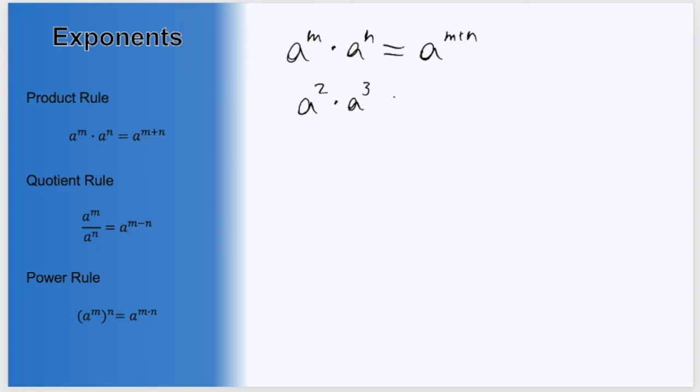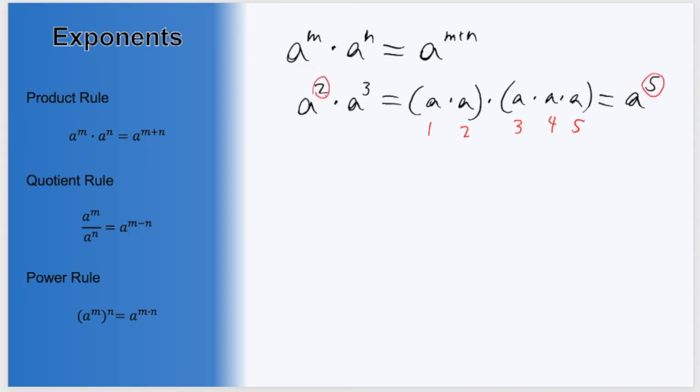Well, if we took what we know about exponents and just wrote them out, a squared gives us a times a, and a cubed, a times a times a. Counting up all these a's that are multiplying together, we get 1, 2, 3, 4, 5. So this is just 5 a's multiplied together, which is just a to the fifth power. Notice the 5 we ended up with is just the sum of the 2 and 3, the exponents from the left side, just like we expected.